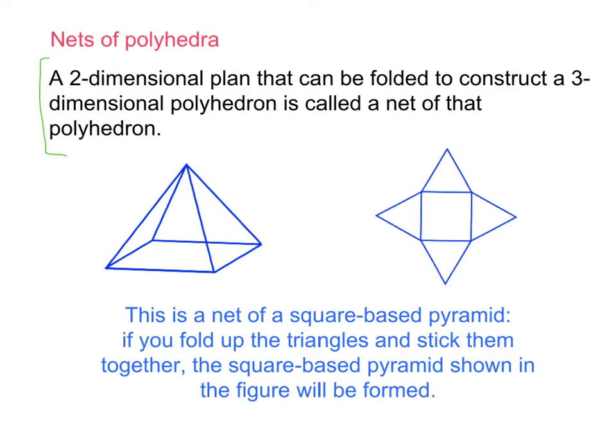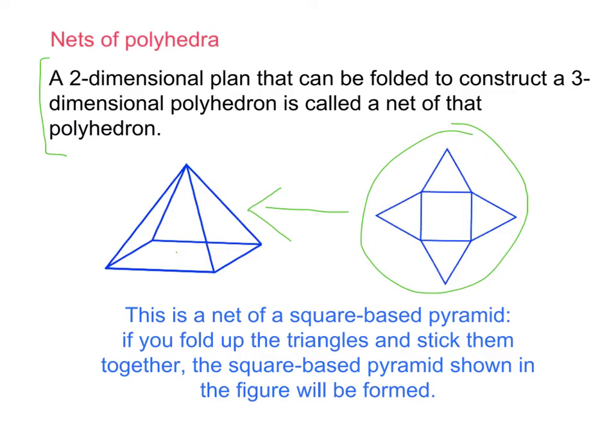A two-dimensional plan that can be folded to construct a three-dimensional polyhedron is called a net. So if you look here at the example, this is a two-dimensional plan right here. This is a net of the square pyramid that we have here. So this net, this two-dimensional shape here, is a two-dimensional plan of this 3D polyhedron. This is a square pyramid. We've already had a look at pyramids. It's called a polyhedron, and this is a net of it.